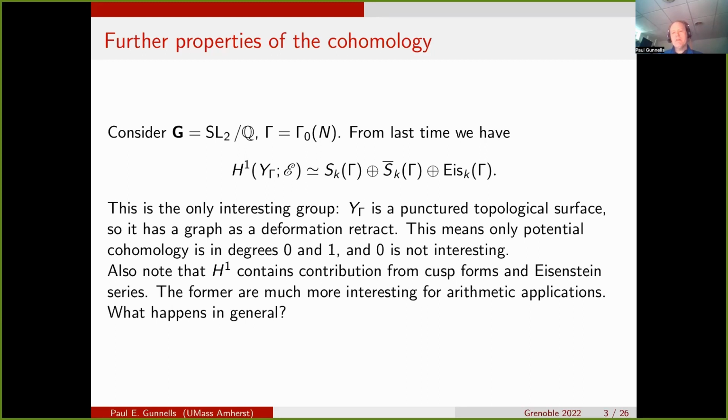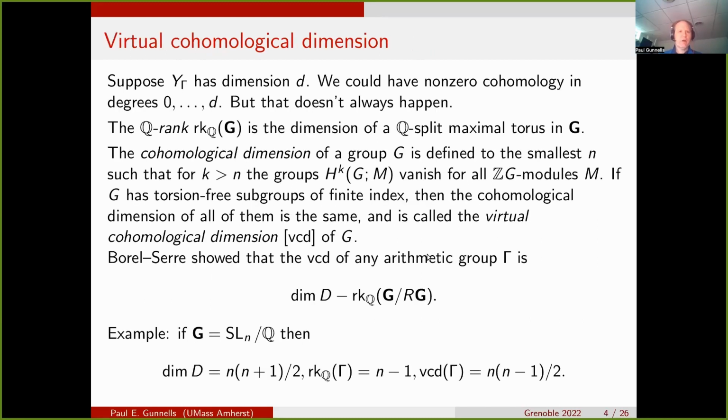So now what happens in general for a general arithmetic group? We talk about the virtual cohomological dimension. And again, you're going to hear about this more than once, so let's look at it from different points of view. Suppose Y_Gamma has dimension D. Because it's a topological space, it's basically a manifold. It's an orbifold, but it's close to a manifold. We could have non-zero cohomology in these degrees, 0 up to D. Okay, but in fact, that doesn't always happen.